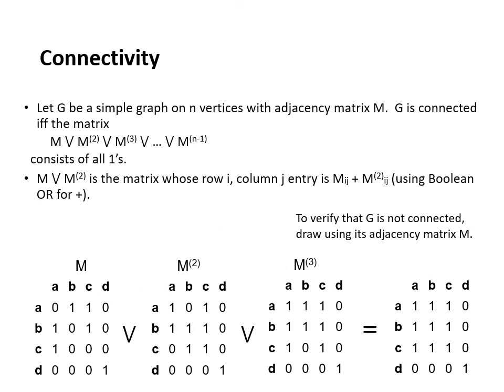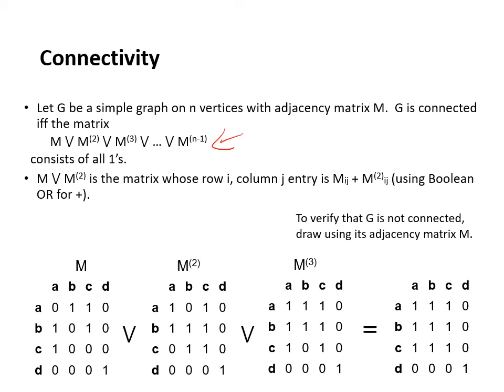Finally, a note on connectivity. So let G be a simple graph on n vertices with adjacency matrix M. Then G is connected if the following matrix consists of all ones. And so how do we compute this OR between matrices? M OR M squared is the matrix whose row i, column j entry is M_ij plus M squared ij, where we are using Boolean OR for plus.